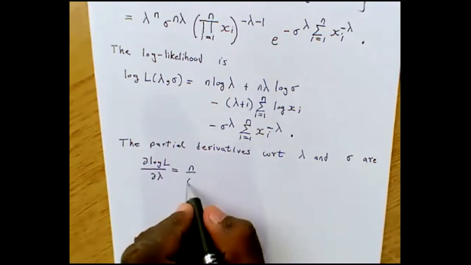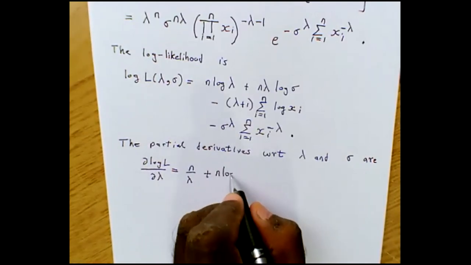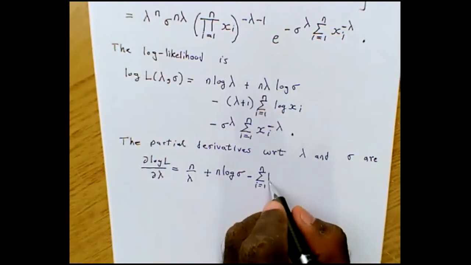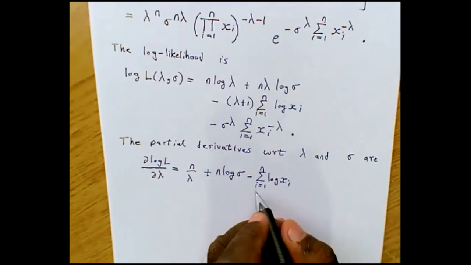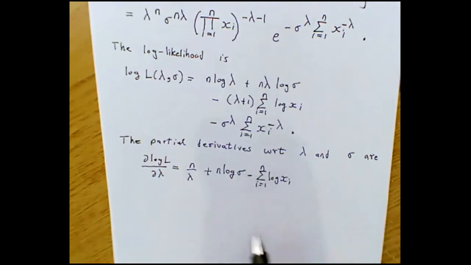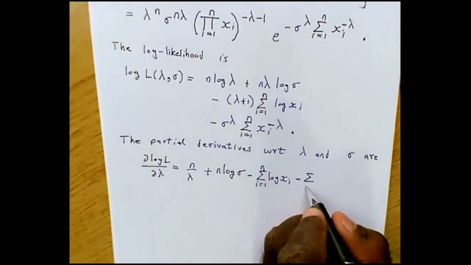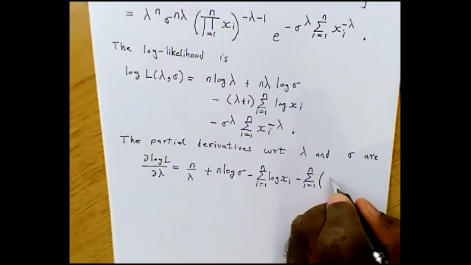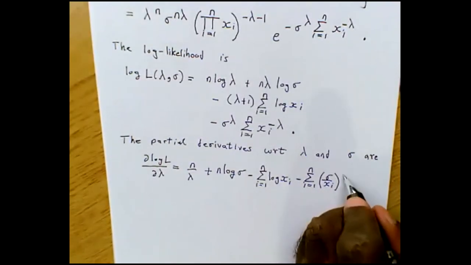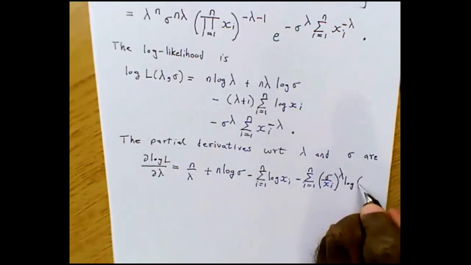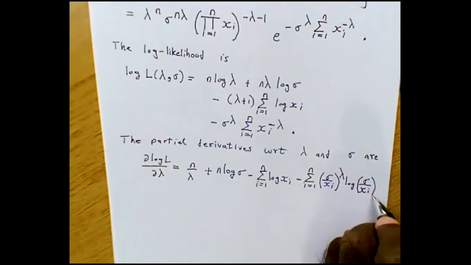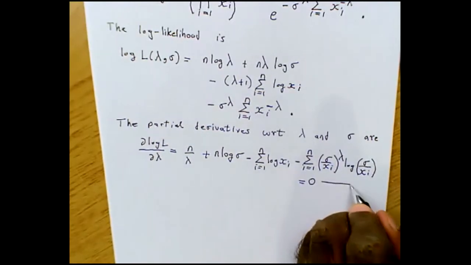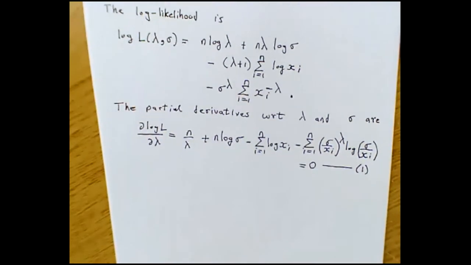There's going to be n divided by lambda plus n log sigma minus the sum from 1 to n of log of xi. When you differentiate this, you need to be a little careful. I'm sure you've done your calculus, and you probably know more than me. When you differentiate this with respect to lambda, this is what you will get. This is the partial derivative with respect to lambda. Let me set this to 0, and for later purposes, call this equation 1.